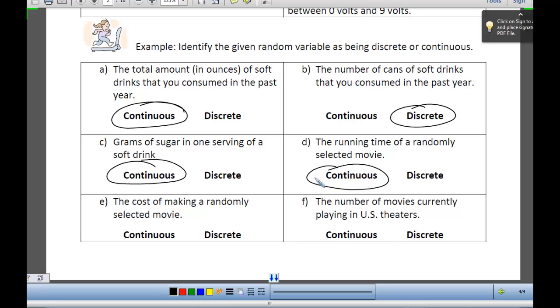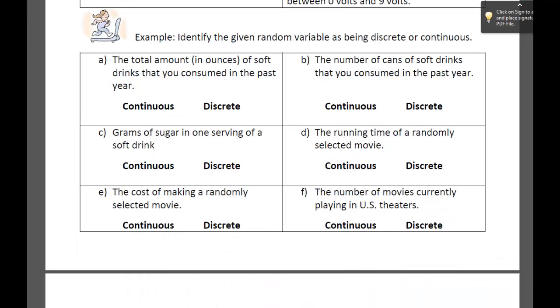The cost of making a randomly selected movie. Discrete. Now this one, remember when we talked about money, it has decimal values. There's still gaps between it. Except at the gas station where they charge like what? How does it go? 299.9. I mean, it's just crazy. The number of movies currently playing in U.S. theaters. Discrete. Excellent. All right, so we know the difference between the two.